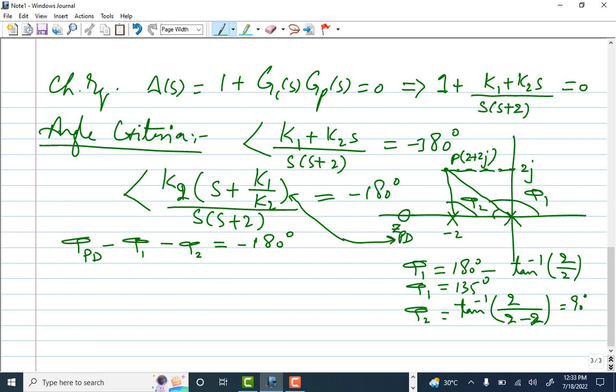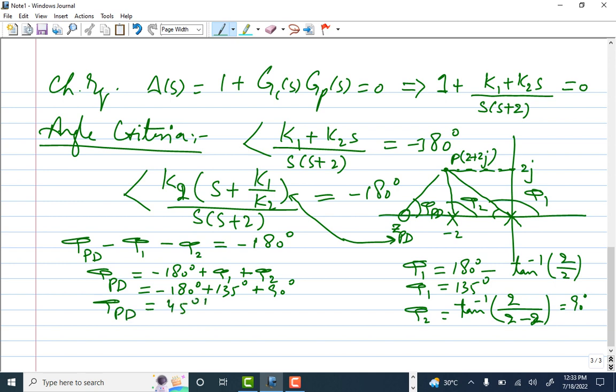Now we have to find this angle phi PD. I don't know the angle here that will give me the desired result. So if I plug in the values, phi PD is equal to minus 180 degrees plus phi 1 plus phi 2. Putting in values: minus 180 degrees, plus 135 degrees and plus 90 degrees. When I solve it, phi PD becomes 45 degrees. So this is what we get here.